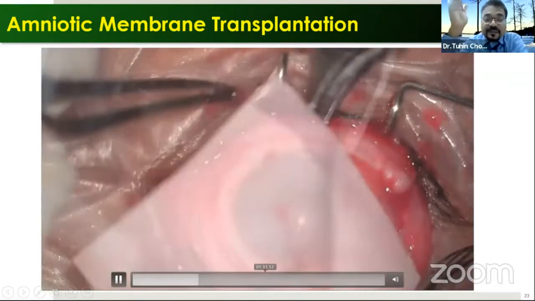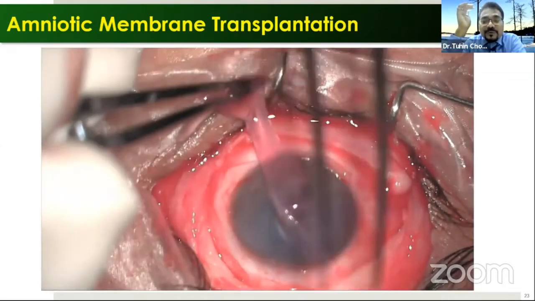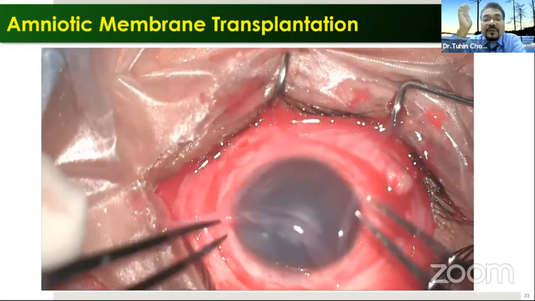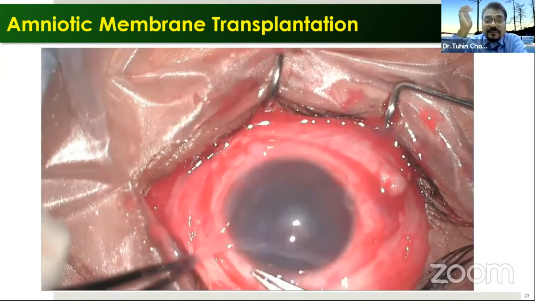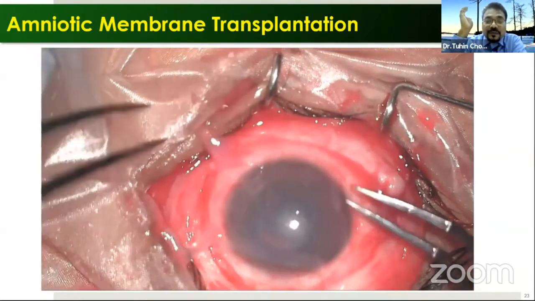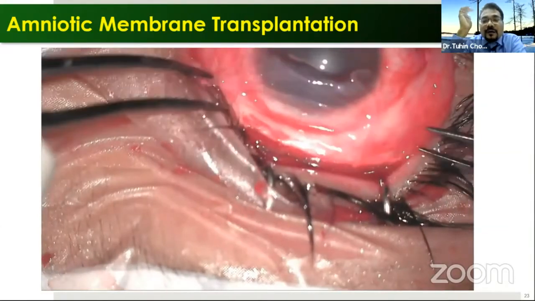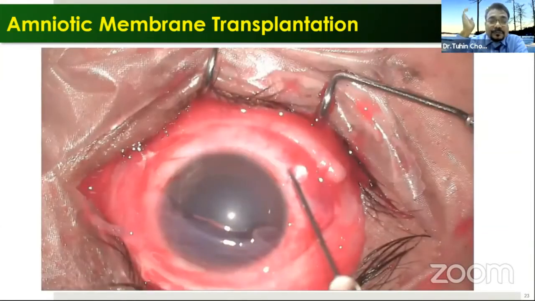Then after 360 degree conjunctival peritomy, you have to put this amniotic membrane over the ocular surface. Use this fibrin glue. If you don't have fibrin glue, then use nylon sutures.